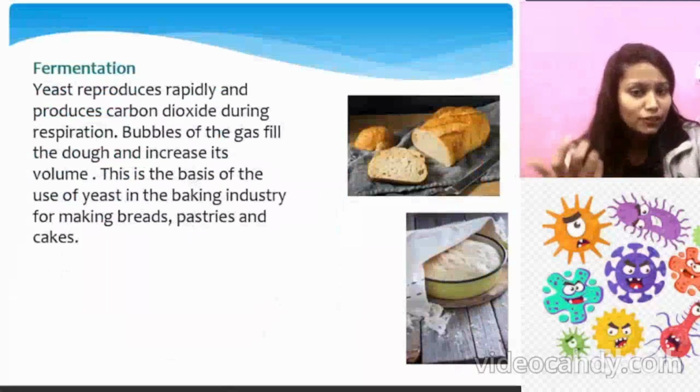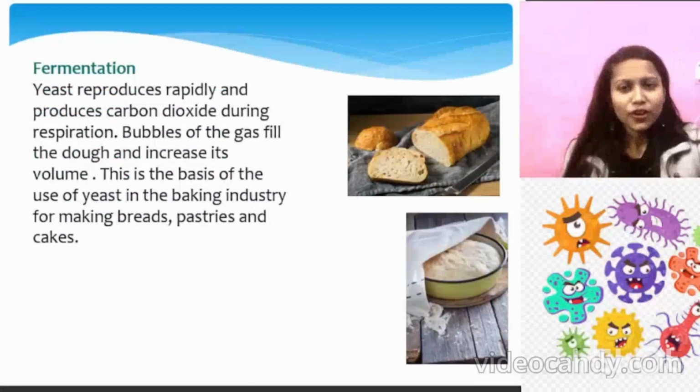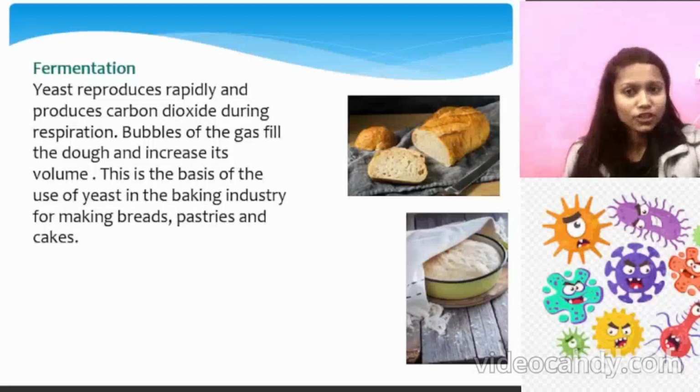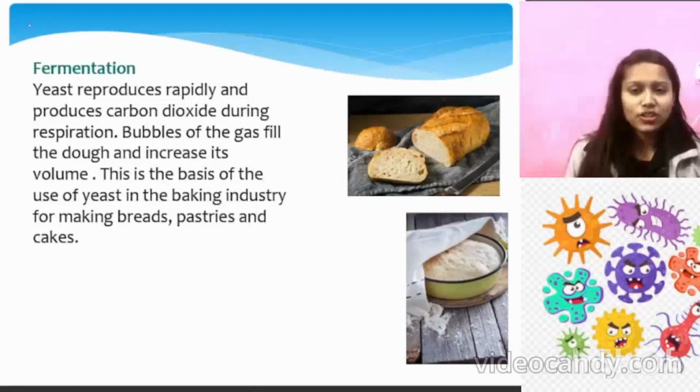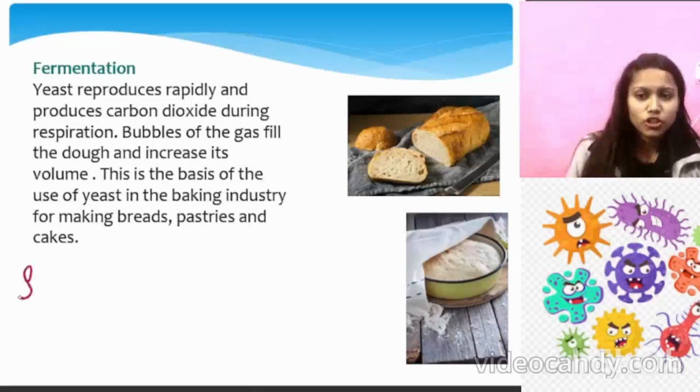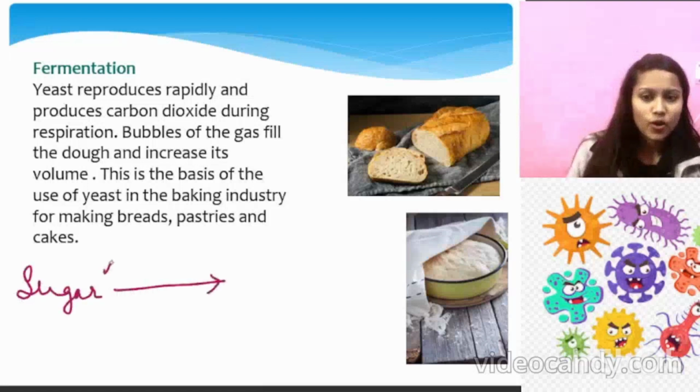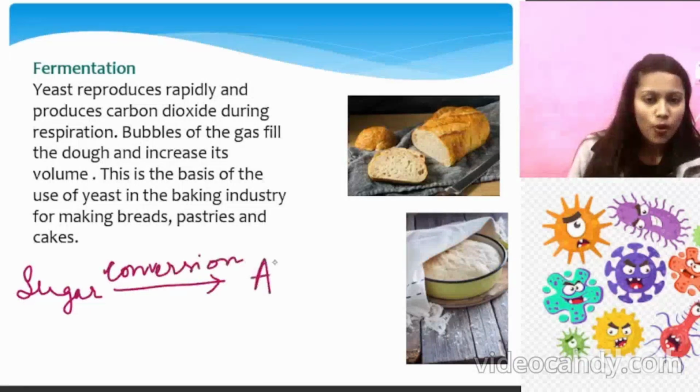in the process of fermentation, and fermentation itself is a very important process. In fermentation, sugars get converted into alcohol. So if the definition of fermentation is asked of you, what will you say? Fermentation is a process in which sugar gets broken down or converted, so the conversion of sugar into alcohol.